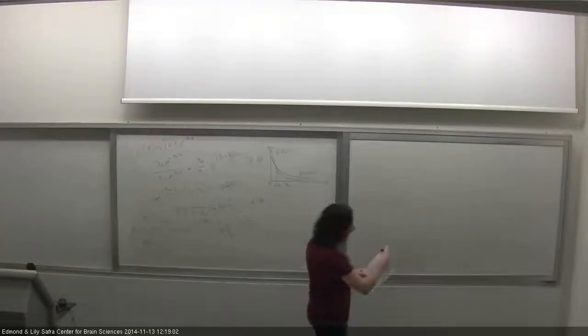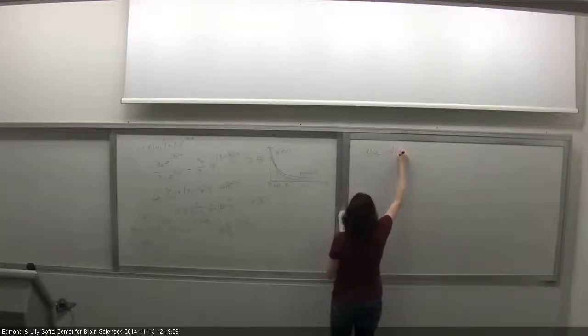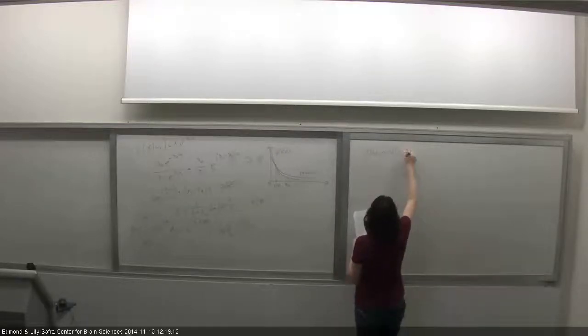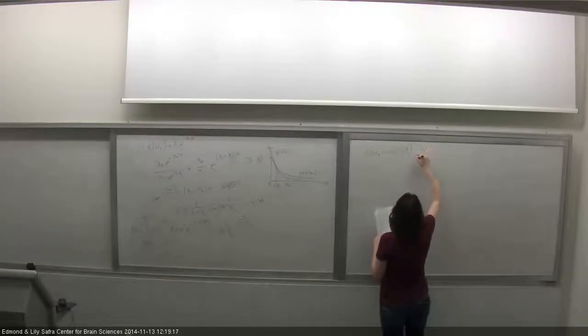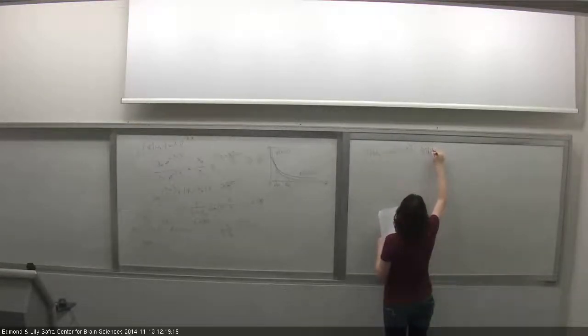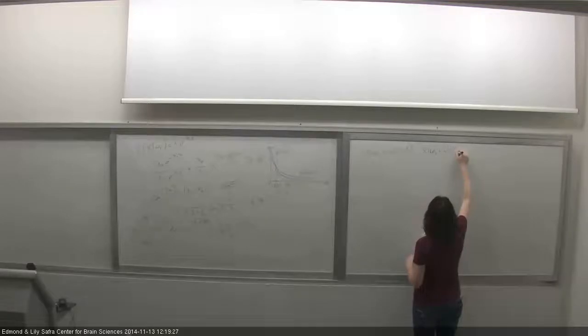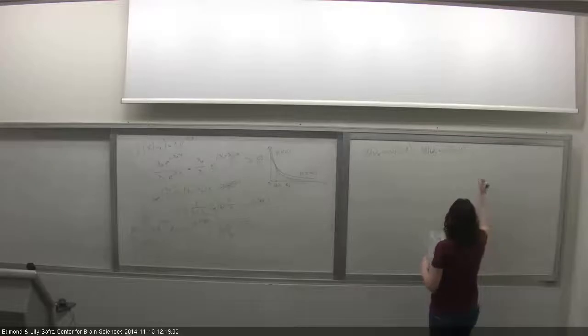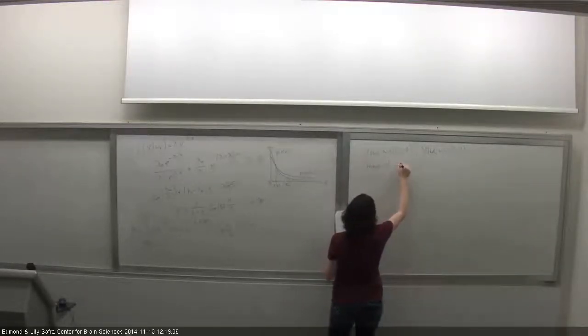Another example, this time with two normal distributions. Let's say x given omega 0 is distributed according to a standard normal distribution, okay? And x given omega 1 is distributed according to a normal distribution, also with mean 0, but variance 4. And we want to find alpha and beta.